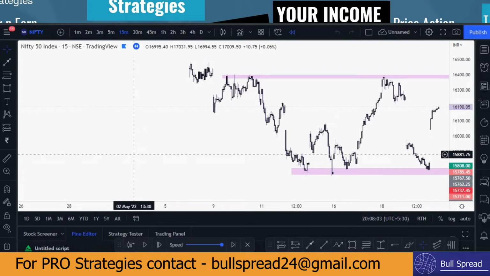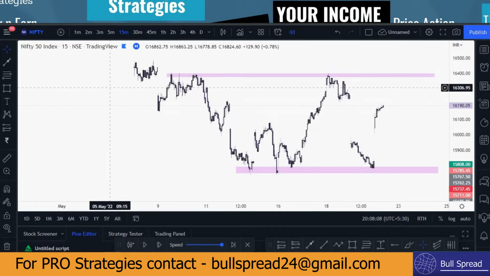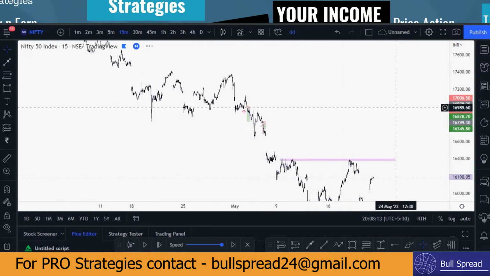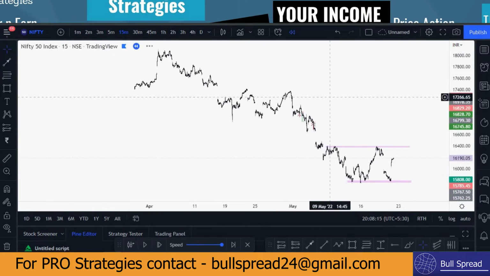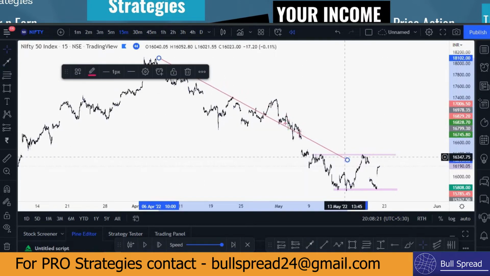So what we are looking at is the Nifty chart, and it's a 15 minutes chart. If you zoom out a little bit, okay, if you come out and look, you can see overall the market is in a downward direction. You can clearly see that the market is in a downward direction.